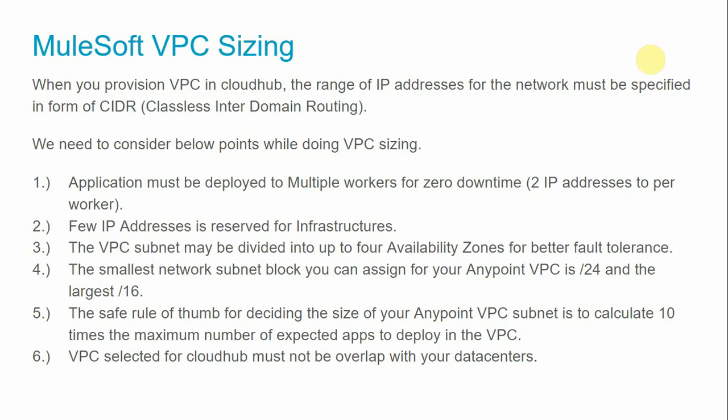Suppose you have been given a CIDR range of /24, which gives 256 IP addresses. Let's consider you have deployed many applications within your VPC in CloudHub, and a moment comes where all your IPs are finished. You don't have any remaining IP.